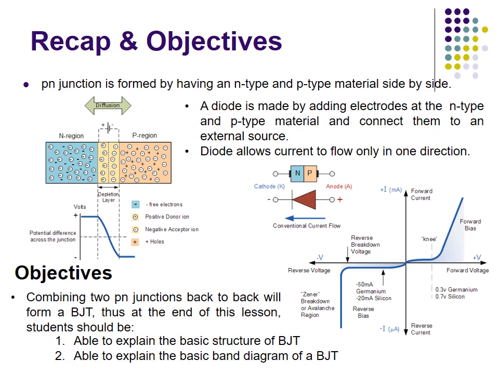Previously, we have learned about the PN junction, which makes the simplest device, that is the diode. A PN junction is formed by having an N-type semiconductor and a P-type semiconductor joined together side by side. By adding electrical connections or electrodes at the end of both N-type and P-type materials and connecting them to an external source, the PN junction becomes a diode.